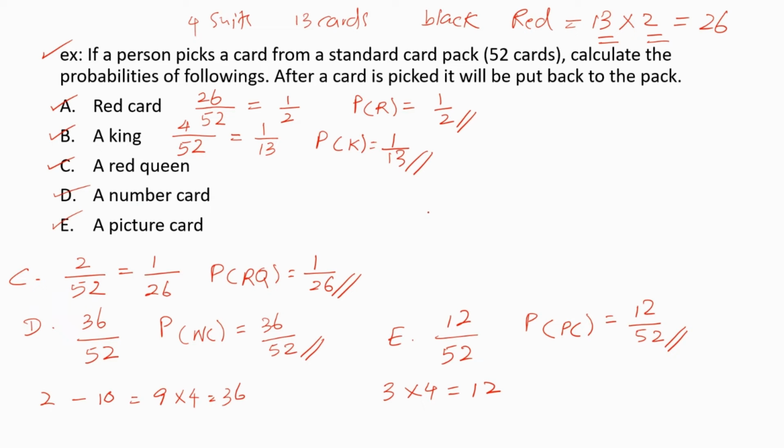Let's add another option. Option F, picking an ace. So there are 52 cards and how many aces in a card pack? There are 4 suits. So 4 multiplied by 1. So this is 4. This equals 1 over 13. So probability of picking an ace equals 1 over 13. Now you have a thorough understanding of how to calculate the probabilities.